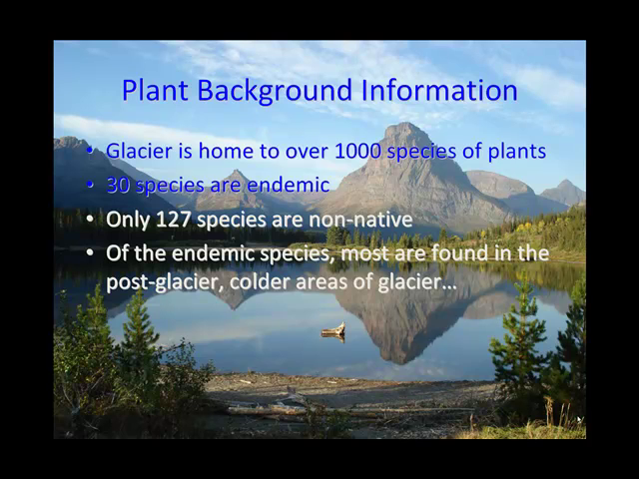It is important to keep in mind that while there are over 1,000 species of plants in Glacier, only 30 of these are endemic, and 127 of the 1,000 are non-native. Some of you are probably thinking, what does he mean by endemic? Well, the 30 species that are endemic in Glacier belong exclusively to this park. They're found nowhere else in the world. Of these, all but one are found in cold, open, harsh areas of the post-glacial environment.